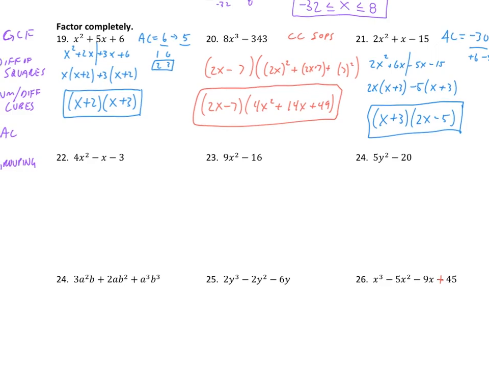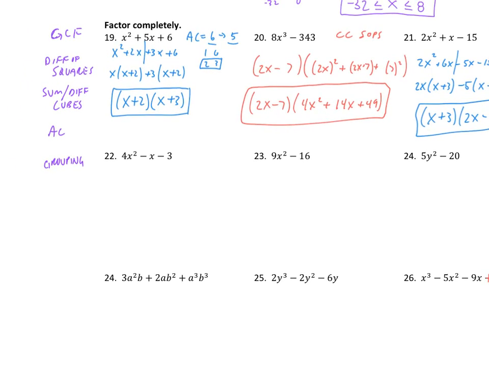Going over to 22. Also 3 terms, I don't see any GCF among them, so that's going to be another AC method problem. My A times my C, 4 times negative 3, would be negative 12. I need that to give me negative 1, which is my B value. So factors of negative 12 that add to be negative 1, which would be negative 4 and positive 3. So 4x squared minus 4x plus 3x minus 3.